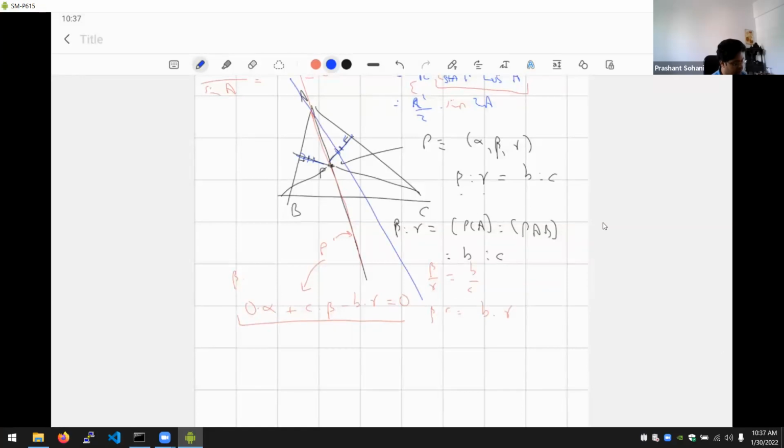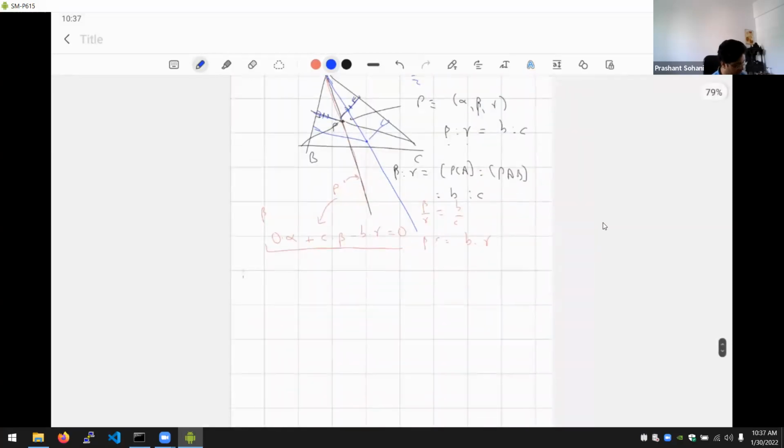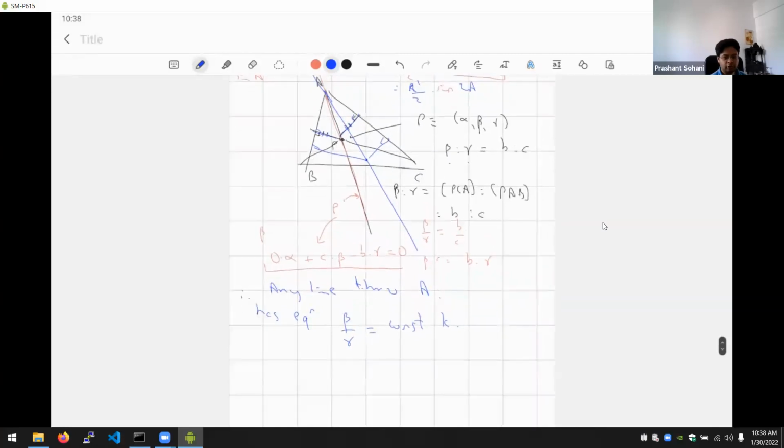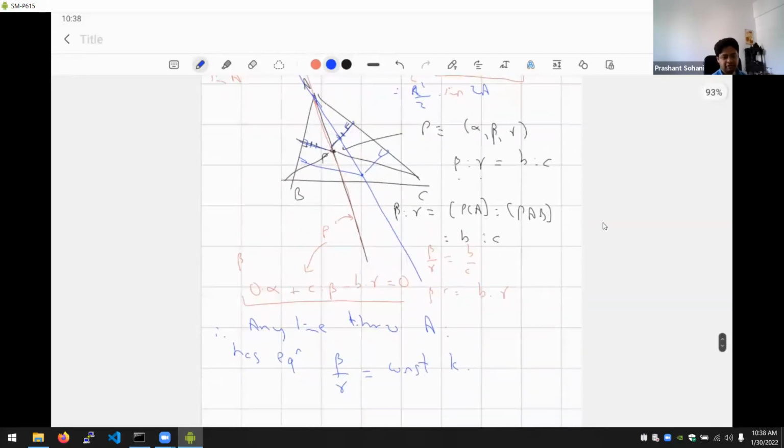So if I take any other line passing through A, again the ratio of the two barycentric coordinates, the second and third coordinate, will always be constant along this line. So basically, any line passing through A has the equation beta upon gamma is some constant k. The value of k will change depending on which line you are talking about, but the equation will always be like this. Does everybody follow this? Yes, sir.